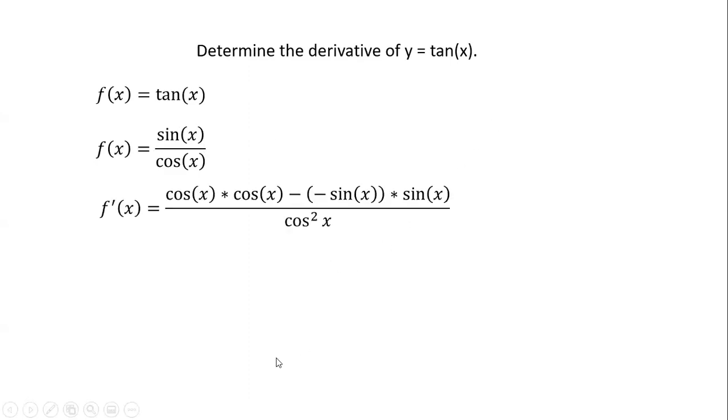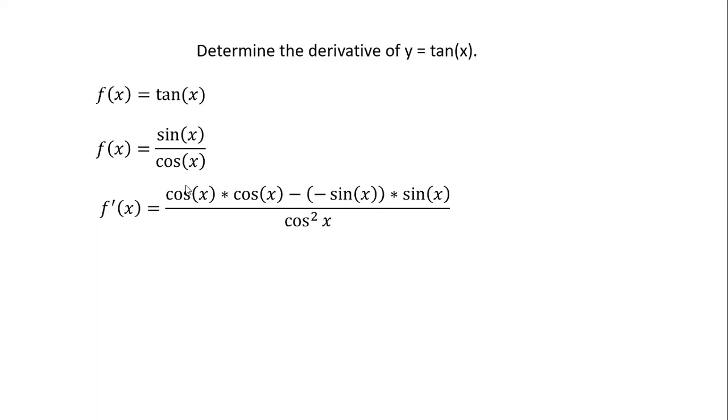Here's what it looks like. It's going to be the derivative of the top, which we already said is cosine of x, multiplied by the underived denominator. So that's just cos x, minus the derivative of the bottom, which we said is minus sine x, multiplied by the underived top, which is sine of x. So we really have cosine of x times cosine of x minus the negative sine of x, sine of x.